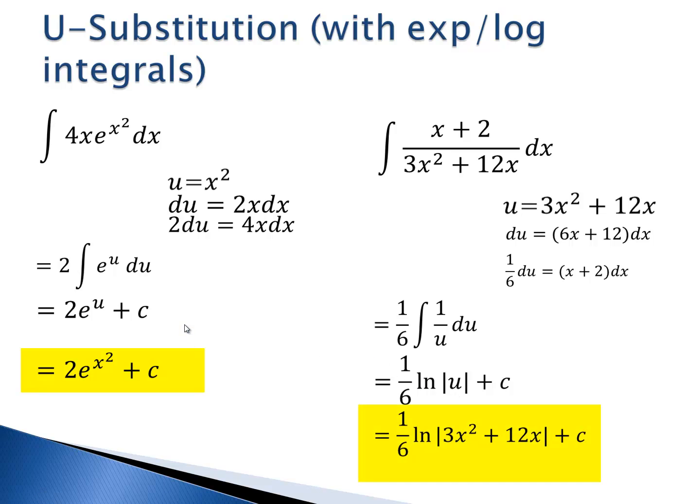And so we'll put our u back in. 1/6 times the natural log of the absolute value of 3x squared plus 12x. Actually, I was thinking that 3x squared plus 12x might always be positive, but I think there may be some places where it's negative, so we'll leave it at that.